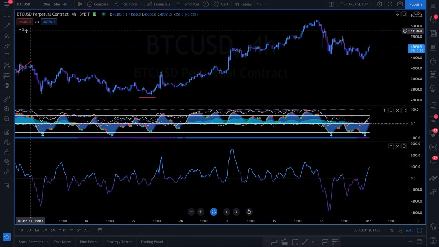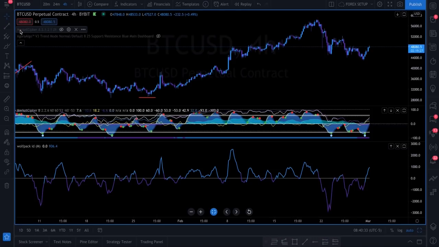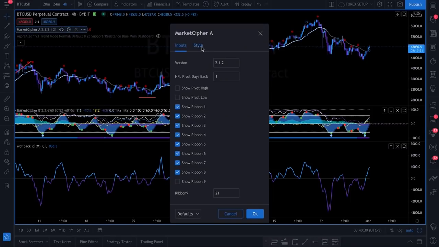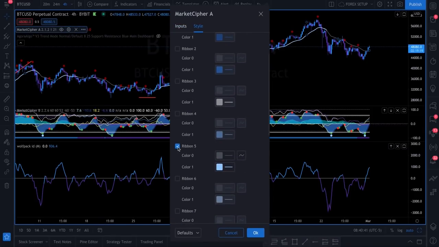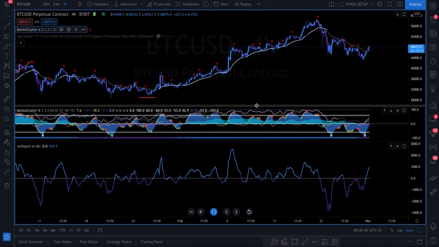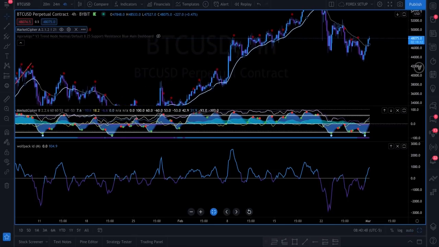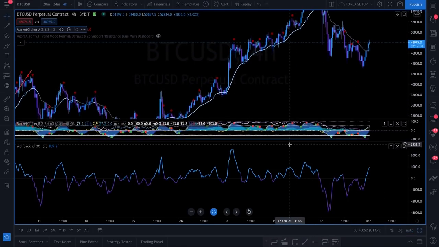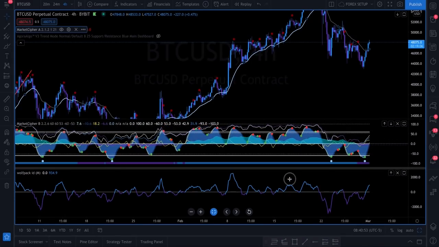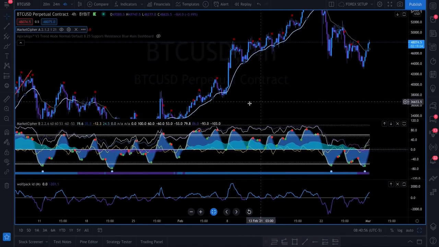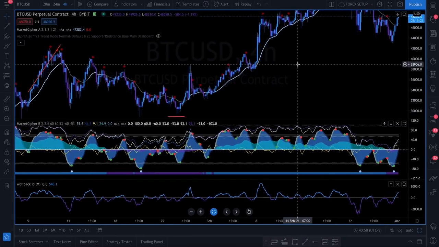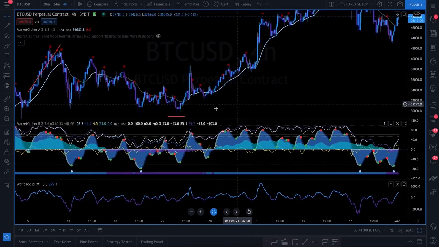Now, when it comes to take profit levels, here's what I do, guys. I open up Market Cipher A and I turn on ribbon number 5. Go to Style, make sure ribbon number 5 only is checked. Now, what ribbon number 5 does, and this is an amazing tool, it's basically a 21 EMA. It's a 21 exponential moving average, which is giving us the average price of Bitcoin for the last 21 4-hour candlesticks.